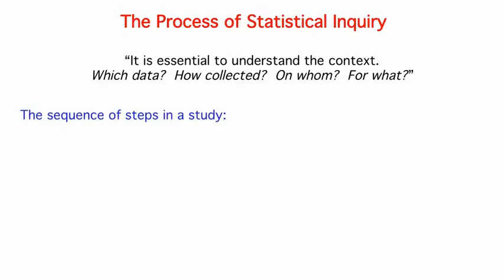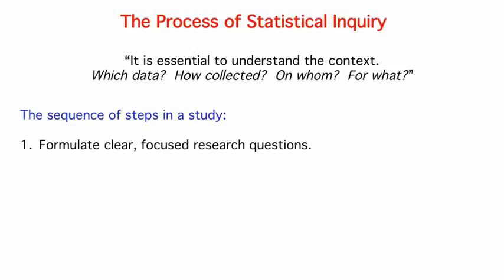We're now going to take a look at the ideal sequence of steps in carrying out an investigation using statistical methods. The first is the formulation of clear, focused research questions, or perhaps one question. In order for the rest of the study to be done well, it's important to have a clear focus at the beginning. If research questions evolve with the study, as sometimes happens, it's then necessary to confirm them with future studies and new data.